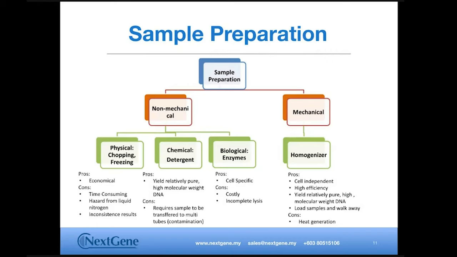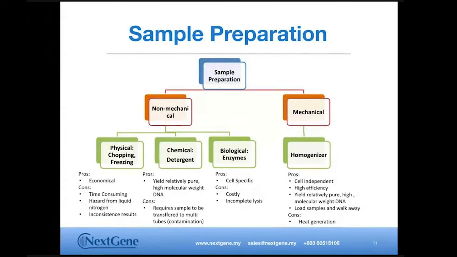Okay, so we start off with sample preparation. The goal of sample preparation is to lyse cells to release their content, which includes DNA, RNA, protein, as well as other intracellular materials. Sample preparation can be broken down into non-mechanical as well as mechanical methods. The non-mechanical methods include the physical, chemical, and biological methods. There is no fixed method that is 100% correct. Every method has its pros and cons, as you can see below.